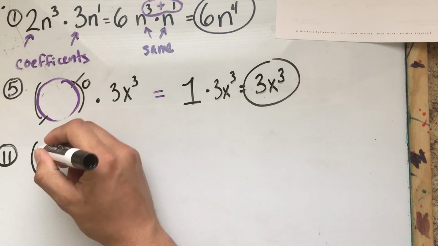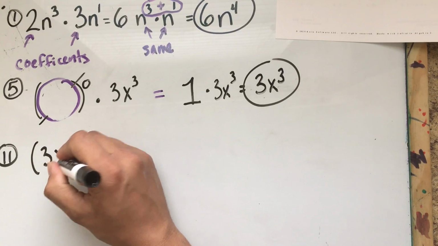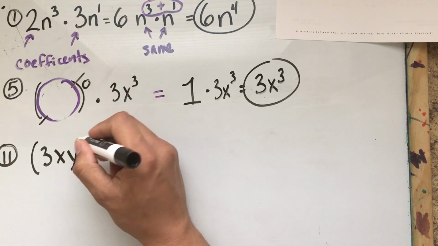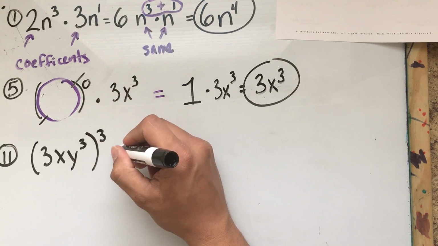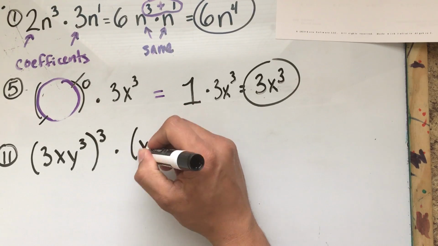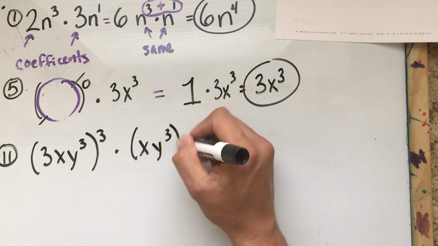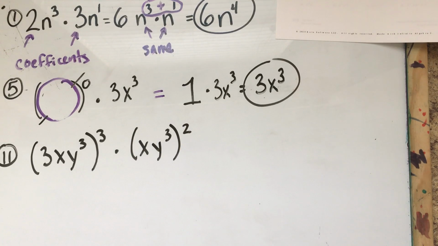Number 11, we have 3xy to the third, and then that's being raised to the third power, times xy to the third squared. Okay, so now this problem is going to apply a couple of rules. So we'll start with the first one.